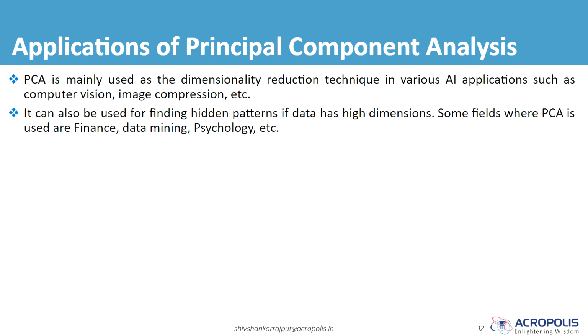Now, application of principal component analysis. PCA is mainly used as a dimensionality reduction technique in various AI applications such as computer vision, image compression, etc. It can also be used to find hidden patterns in data if the data has high dimensions. Some fields where PCA is used are finance, data mining, and psychology. It means it is used in data visualization.